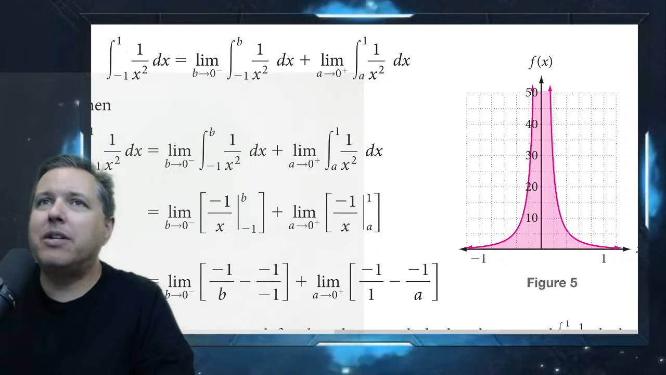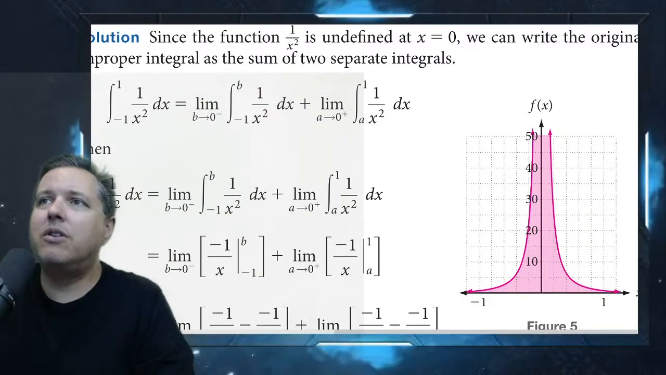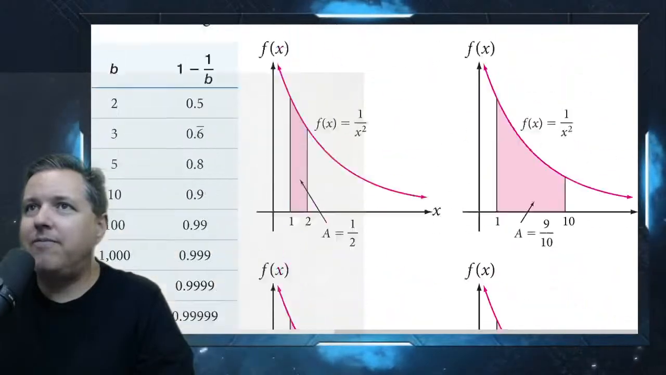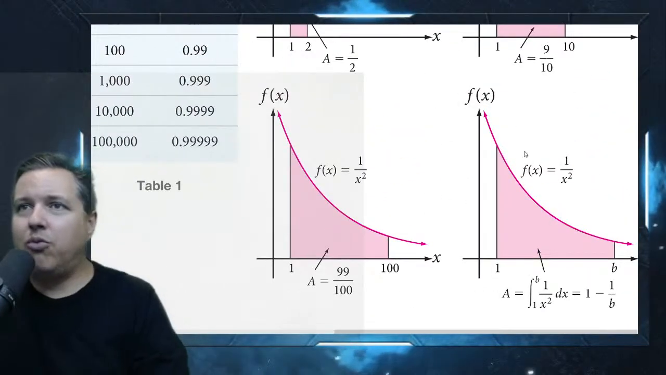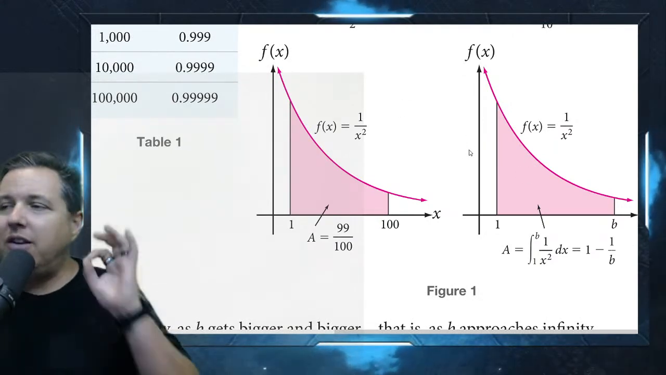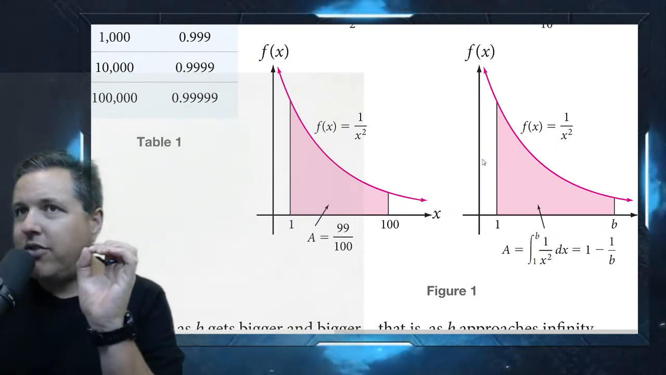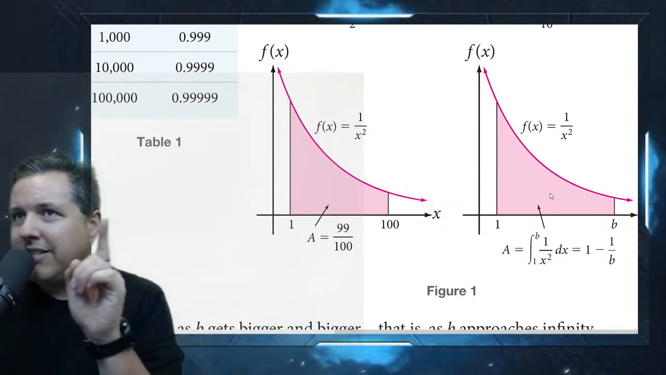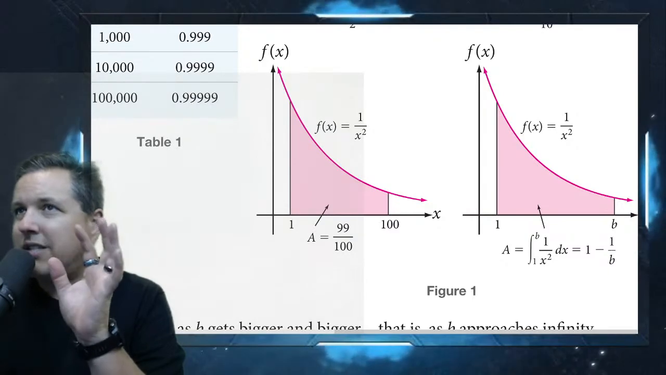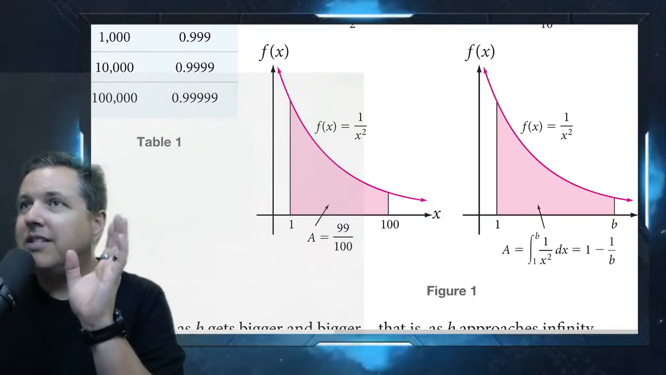Let me bring that picture back. I just want to emphasize the difference here. Here, when we were dealing with 1 over x squared, we were avoiding the asymptote altogether. The infinity that we were dealing with was starting at 1 and sending x to infinity. Okay? So that's one type of improper integral.